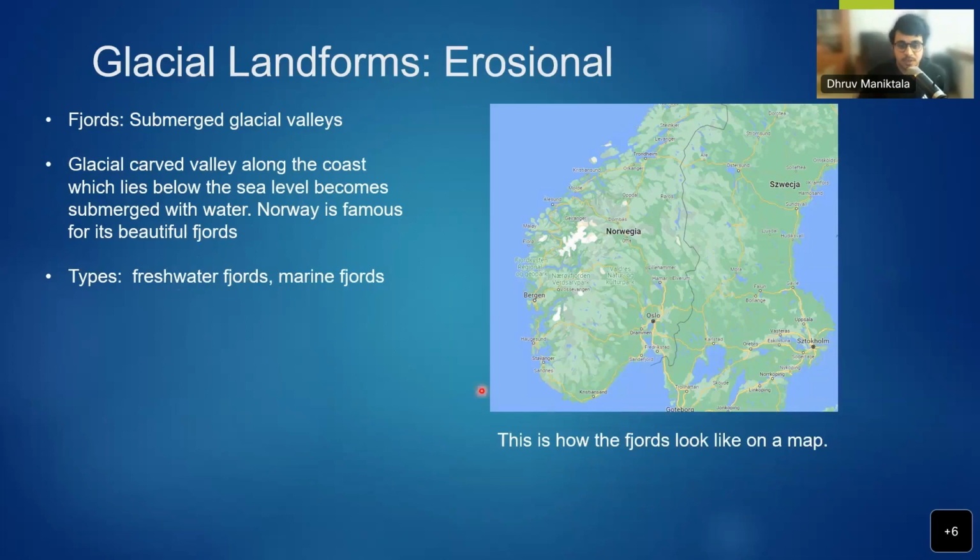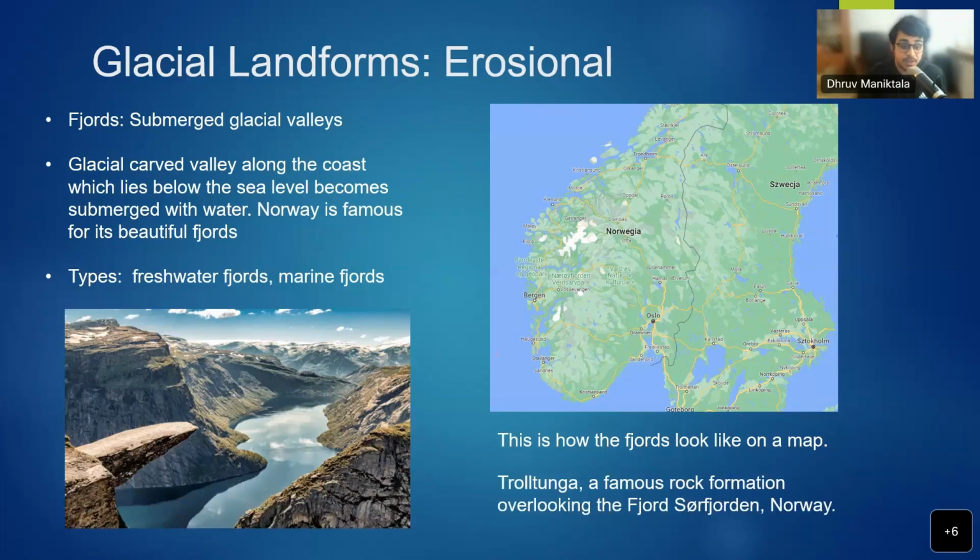Here's a map of Norway, and you can see how the fjords look on the west coast of Norway. The whole west coast is full of fjords, like here, and they also call it a fjord national park in this region. They are very beautiful landscapes formed by glacial erosional processes. Here's a picture of one of the Norwegian fjords, and this is a very famous tourist spot called Trolltunga. You must have seen this picture at some point, I'm sure.